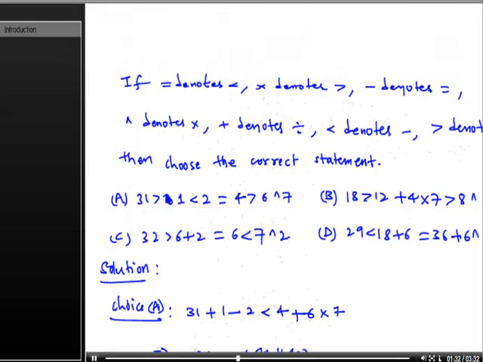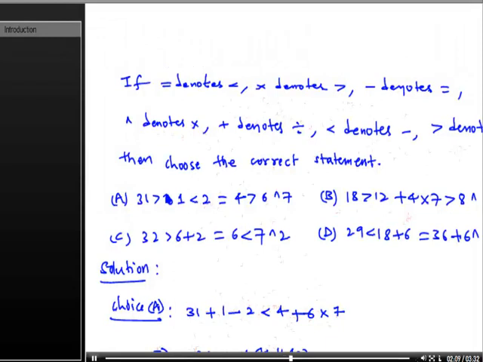Now, checking choice B. On changing the symbols given in the expression of choice B, we get this expression. This equals 18 plus 12 divided by 4 gives you 3 greater than 7 plus 8 into 2 is 16. This implies 18 plus 3, that is 21, greater than 16 plus 7, 23. This statement is false.